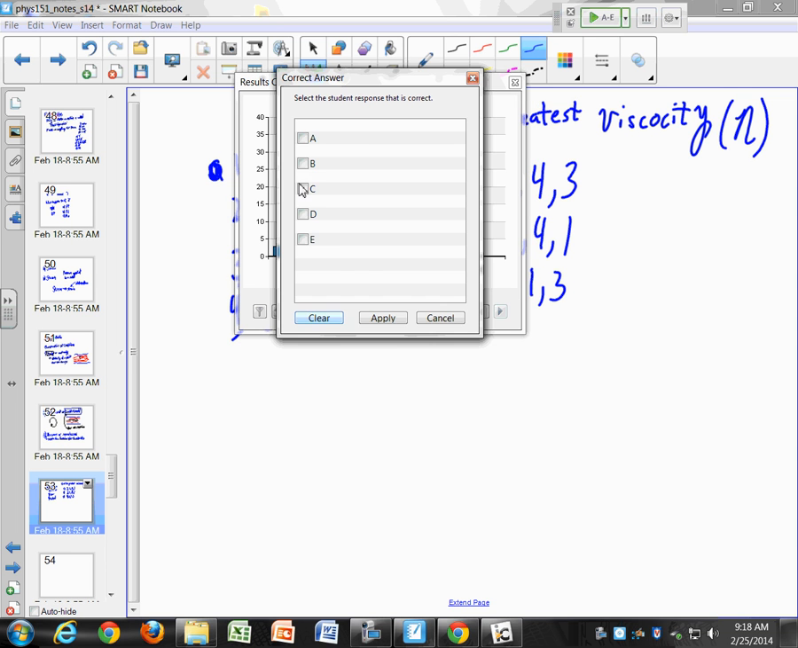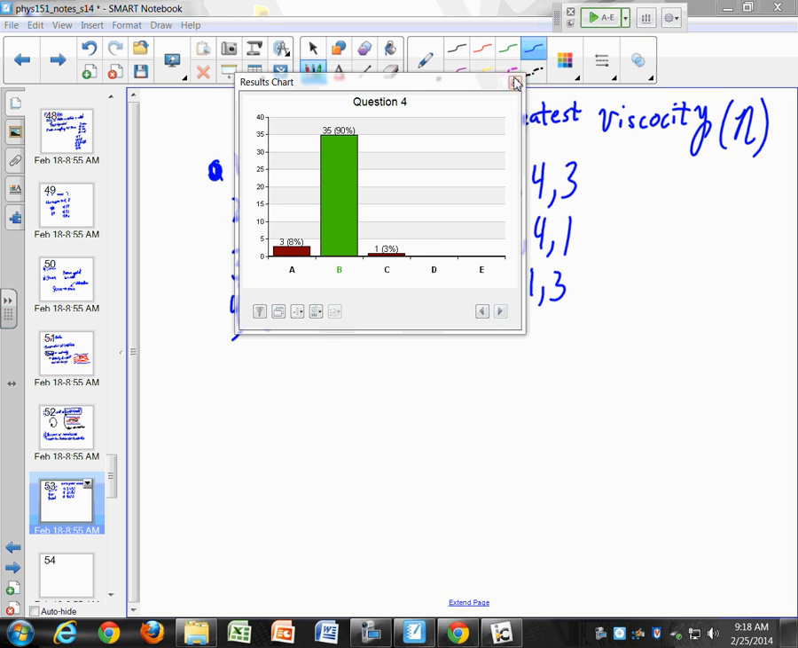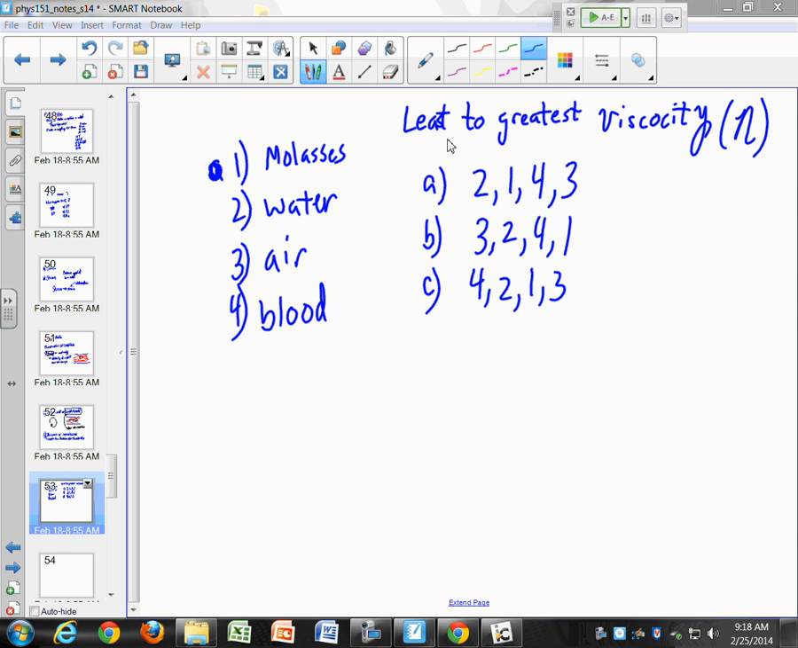B is right. So the least viscous of these obviously is air. Right? Air has basically no friction between the molecules because the molecules don't actually touch. In a gas, in an ideal gas, the molecules don't interact with one another. The next is water, 2.